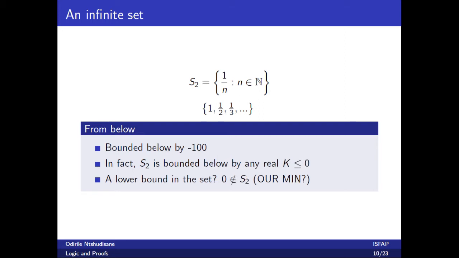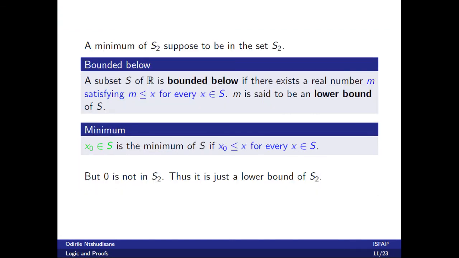From below, we notice that it's bounded below by, say, minus 100. In fact, the set S2 is bounded below by any real number k less or equal to 0. Now, a lower bound of the set. We notice that unfortunately 0 is not an element of S2. Thus, 0 is not really the minimum of S2. So, what is 0? As 0 seems to be the best candidate for such a position.